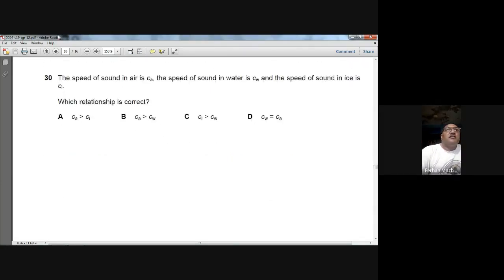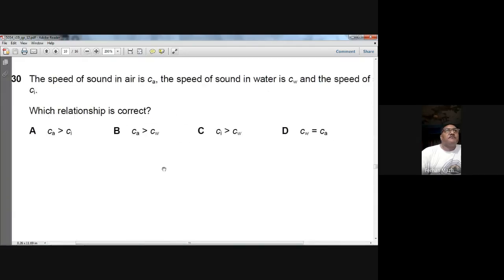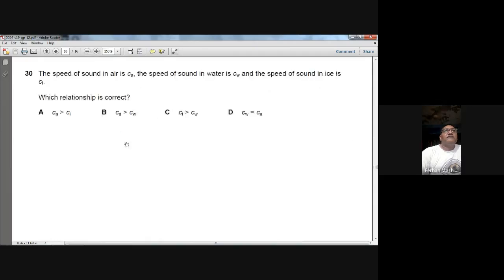Question number 30 is on your screen. The speed of the sound in air is Ca. The speed of the sound in water is Cw. And the speed of the sound in ice is Ci. Which relationship is correct? You know, the speed of the sound in solids is greatest, then the speed of the sound in the liquid, and the speed of the sound in the liquid is more than the speed of sound in the air.